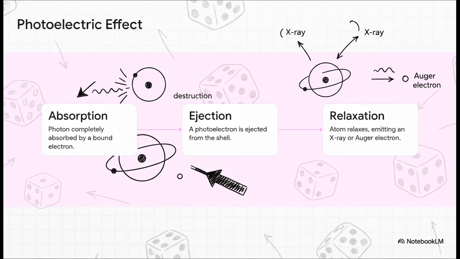Now, if the dice selects the photoelectric effect, our original photon is destroyed entirely, gone. It gives all of its energy to a bound electron, which then gets forcibly ejected. But the code's job isn't done yet. The atom is now missing an electron, making it highly unstable. So the simulation must now calculate how the atom violently relaxes. It actually rolls the dice again to see which higher-level electron drops down to fill that hole, and whether that specific drop emits a fluorescent X-ray or maybe kicks out another particle called an Auger electron.